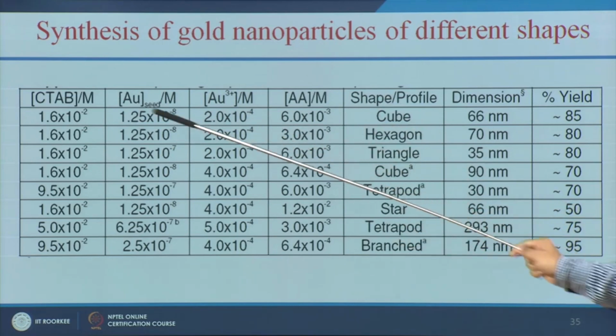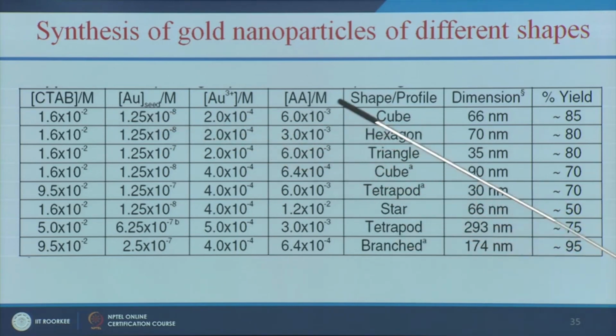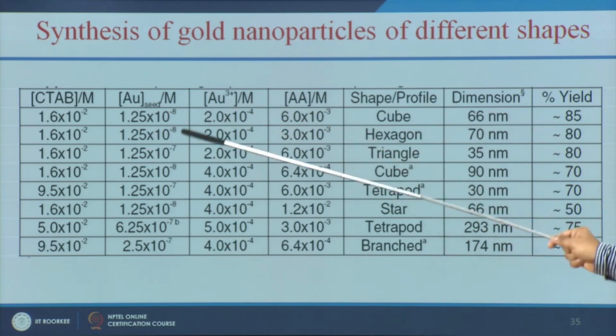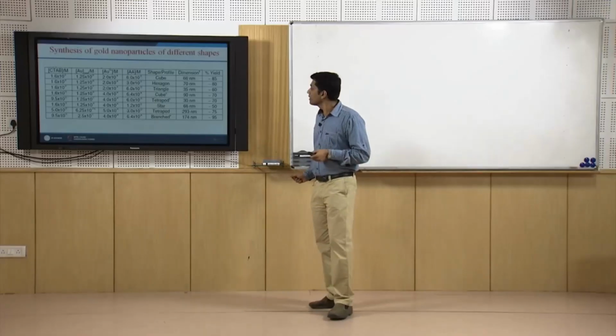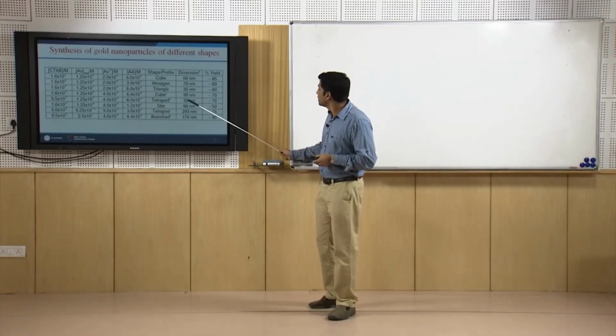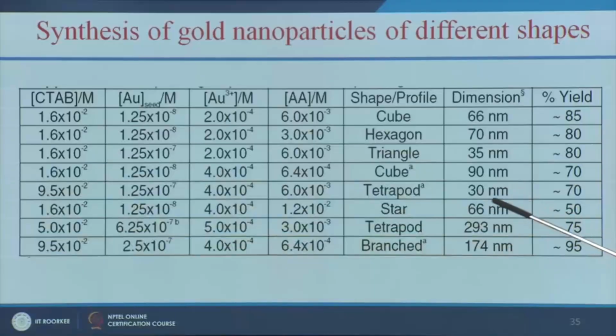So we are going to use these 4 components, and we are going to achieve different kinds of shapes and different sizes. Only by changing the concentration of these 4 components, we are achieving different size and different shape. So if I ask you to select a nanoparticle based on size for a catalytic reaction, which one will you select? Yes, you are right, we will select the smallest size.